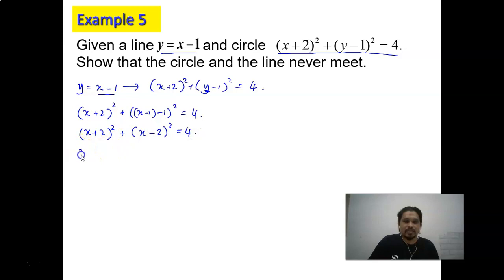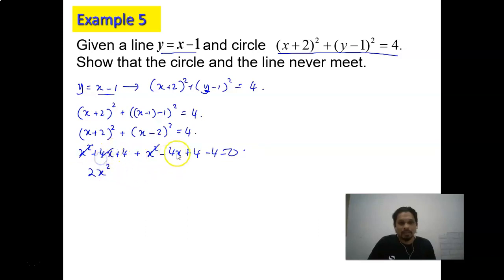Okay, so expand this now: x squared plus 4x plus 4, plus x squared minus 4x plus 4, and bring the 4 over, minus 4 equals 0. So x squared plus x squared is 2x squared, 4x minus 4x cancels, and 4 plus 4 minus 4 is 4, equals 0.